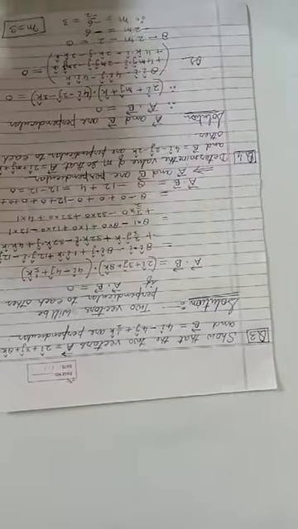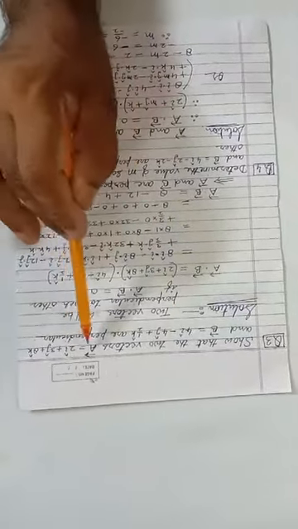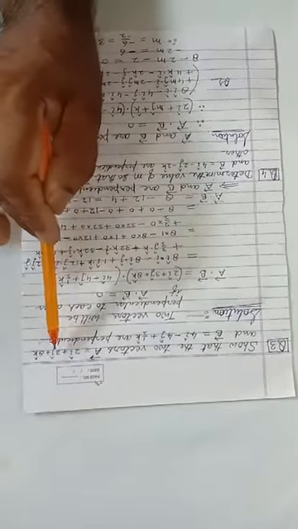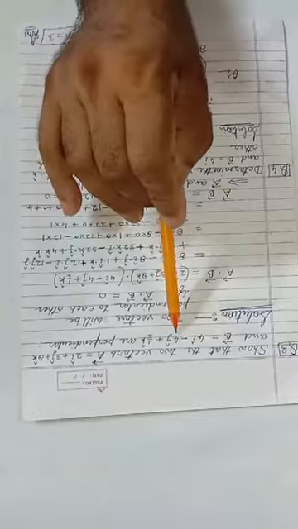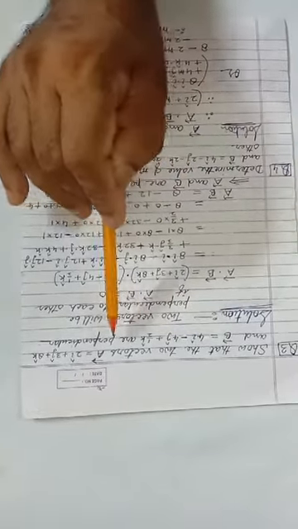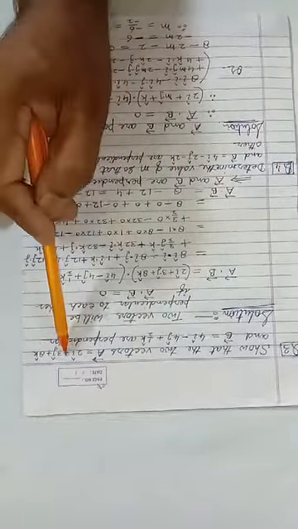Question number 3. Show that the two vectors, vector A 2i cap plus 3j cap plus 8k cap and vector B 4i cap minus 4j cap plus 1 by 2k cap are perpendicular. हमको ये शो करना है कि ये दोनों वेक्टर परपेंडिकुलर हैं.